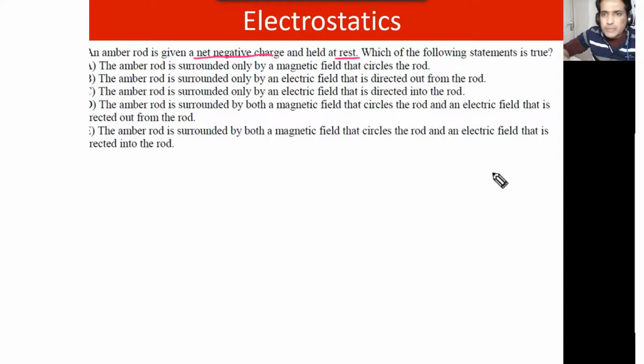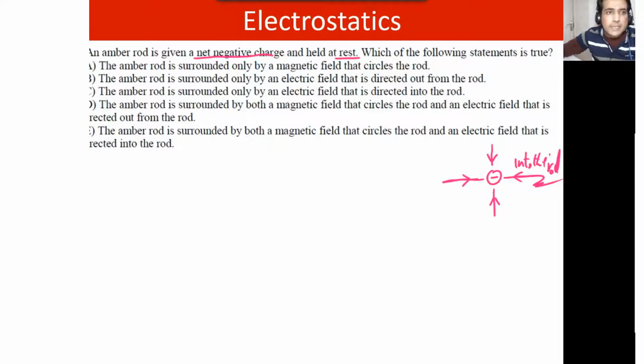Simply the best way is this. Okay, excellent. Here, this is how you can draw. This is your negative charge now, and this is at rest. So the answer is C, but this is a straightforward question. Now you see it's directed into the rod. So this is directed into the rod. This is how we can answer.